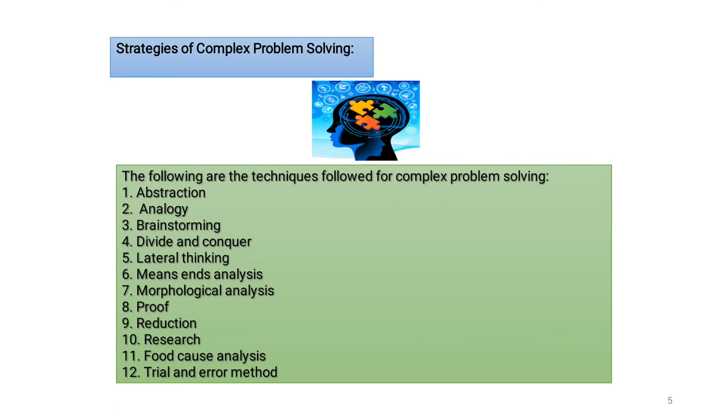Next we have research. In research, what we do is we employ existing ideas or existing solutions to similar problems. And the second last is the root cause analysis. So, in root cause analysis, you identify the root cause of the problem and you solve it. Finally, we have the trial and error method. So, we test possible solutions until the right one is found. That is the trial and error method. So, the solutions to complex problems can be generated using all these strategies. It is a common practice to use a combination of more than one strategy to arrive at a solution. That is mentioned here.